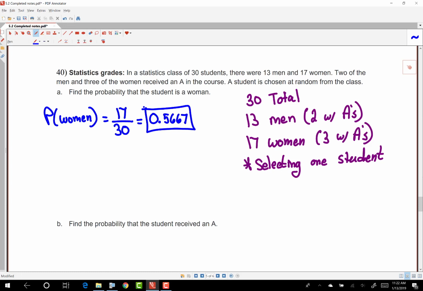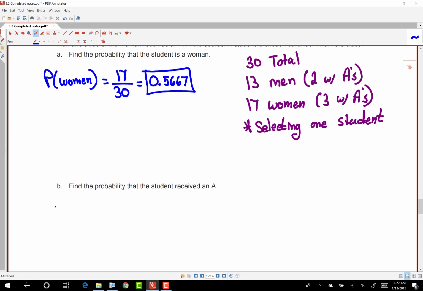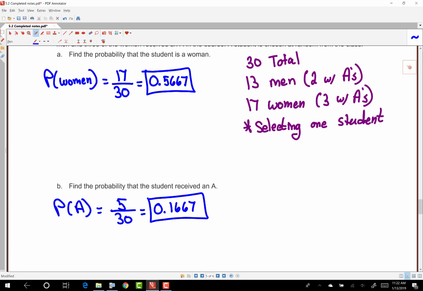Okay, now for part B, find the probability that the student received an A. Well, they're not differentiating between men and women. We're just saying what's the probability that someone got an A. If you look back at our information, there were 5 students total with A's, 2 men and 3 women, out of all 30 students. And so 5 divided by 30 is 0.1667. So in this class, about 17% of the students got an A.